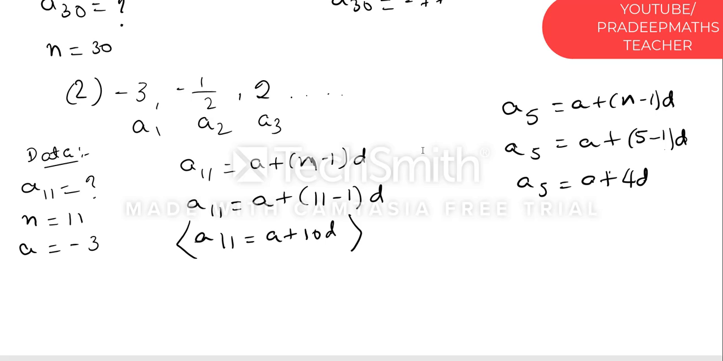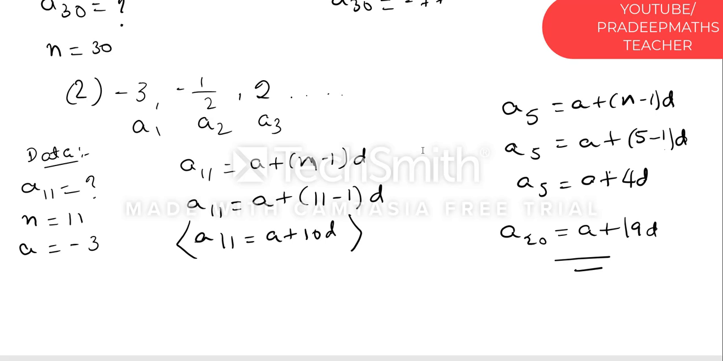If they ask for the 20th term, the formula will be A plus 19D, clear? Because it's A plus n minus 1 into D, and 20 minus 1 is 19. So like this you need to write. As I said, from next onwards I'll write the formula like this.